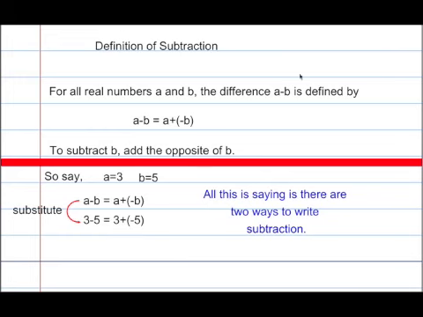So all this stuff is in your book. And the translation of all these letters, all real numbers, the difference, everything that might confuse you is just saying one thing. There are two ways to write subtraction. So let's say my a is 3, my b is 5. So I say 3 minus 5, just like this. I can write it like that. Or I can write it as 3 plus negative 5. So make sure to copy this part down.